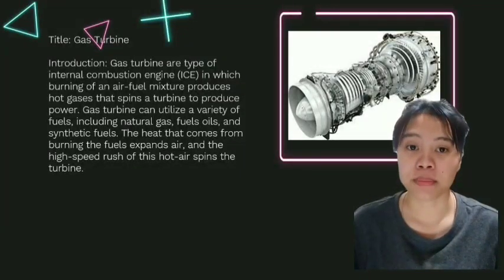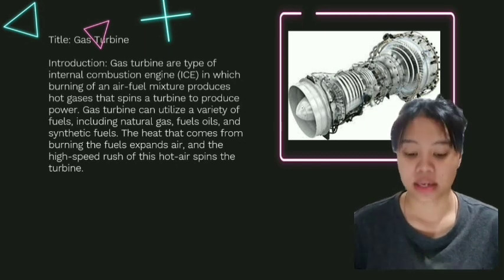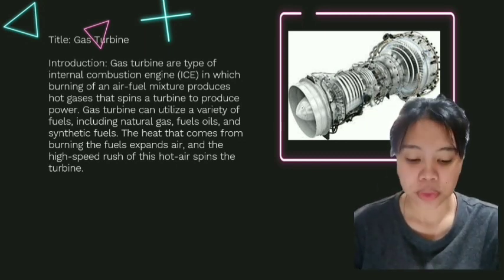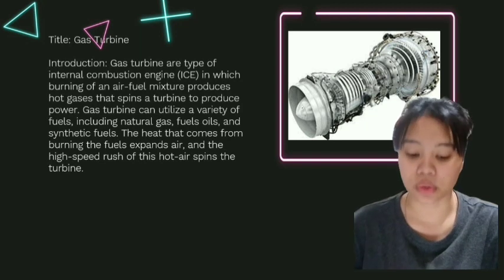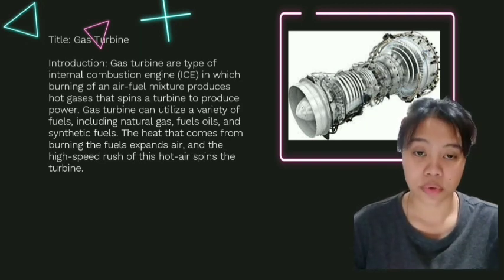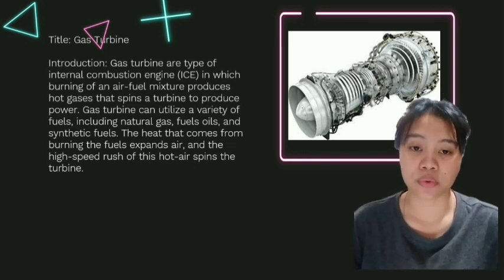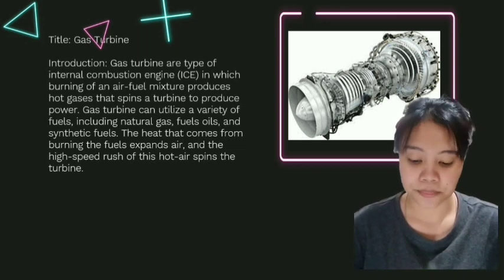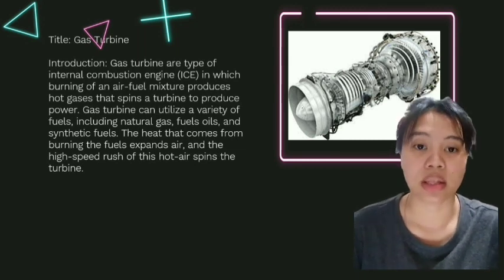Gas turbines are a type of internal combustion engine in which burning of an air-fuel mixture produces hot gases that spin a turbine to produce power. Gas turbines can utilize a variety of fuels, including natural gas, fuel oils, and synthetic fuels. The heat that comes from burning the fuel expands air, and the high-speed rush of this hot air spins the turbine.